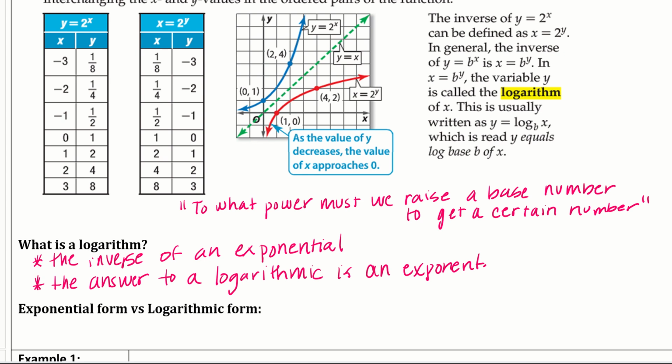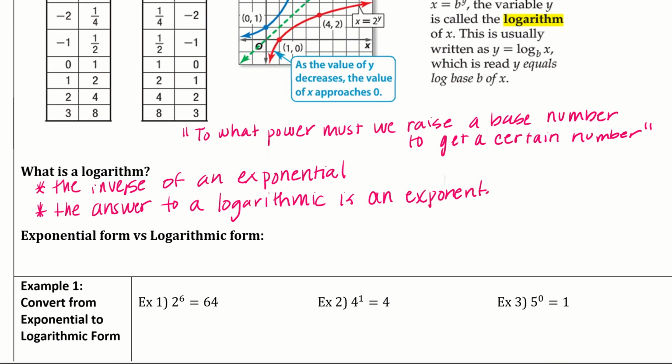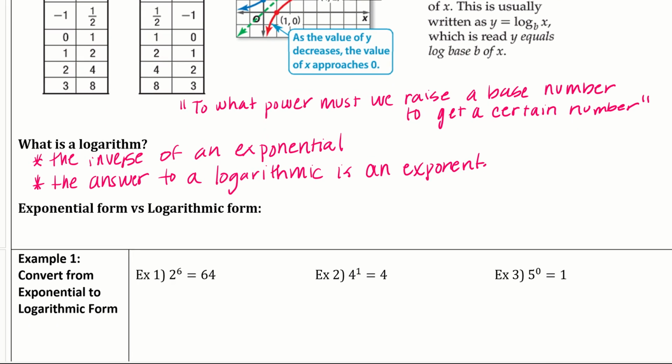So, exponential form versus logarithmic form. I'm going to show you what exponential form looks like. We know exponential form looks something like this: b to the x equals y, where b is your base, x is your exponent, and y is your answer. B to the x power equals y is how we would say this out loud.